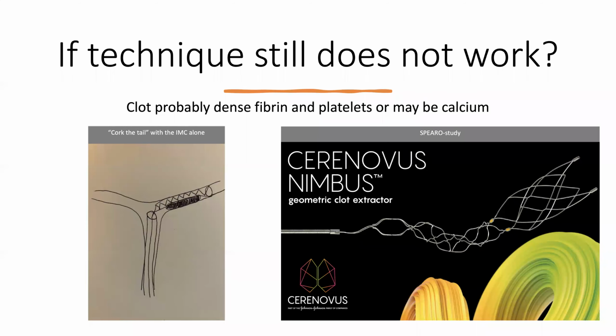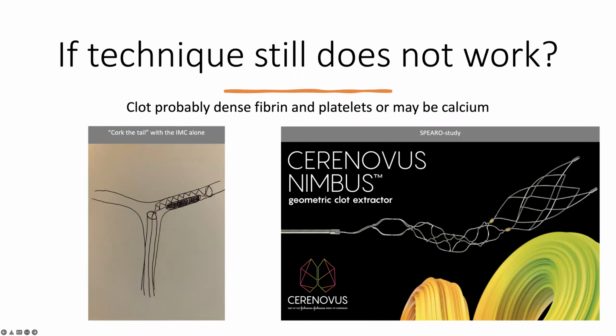So I think that's the best technique to try and get out the clot on the first pass. If this technique still does not work, I don't know what you're going to do. The clot is probably dense fibrin and platelets, or it may have some calcification in it. Calcium is very, very difficult to get out of an intracranial artery. If this is very, very dense, the stent retriever is going to sit alongside the clot here, so it's not getting incorporated. So to pull this out is going to be very, very difficult.